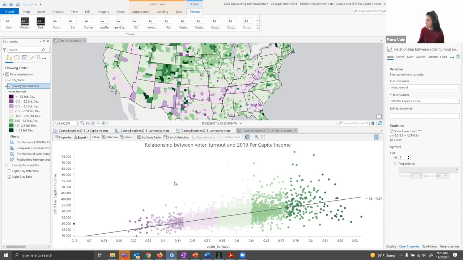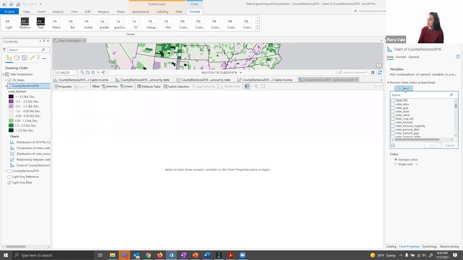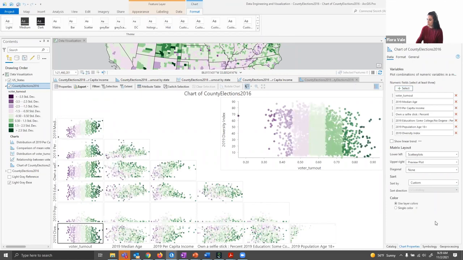And when exploring relationships, I usually go for a scatter plot matrix as well, because this allows us to visualize many pairs of relationships at the same time. So I'm going to choose some variables here: voter turnout, age, income, percent of the population who owns a selfie stick, who knows, that might be important, some education variables, and diversity index, and see how that looks. So now we get a scatter plot for each pairwise combination of variables.